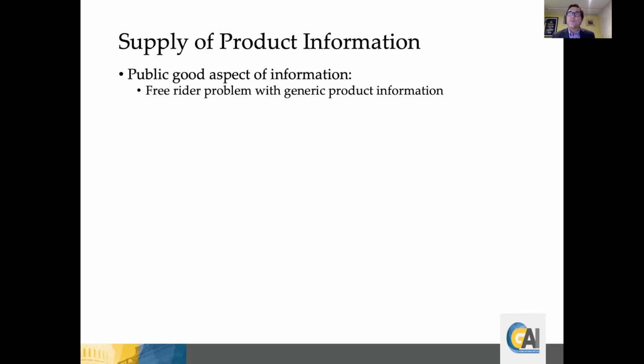So one of the problems is the public good aspect of information. What do I mean by that? Information is non-rival in consumption. Just because I know something about a product doesn't mean that you can't know something about a product. In fact, an infinite number of people can know it. All types of information have this non-rival aspect to it, and this can lead to a free rider problem. So here I'll give you an example.